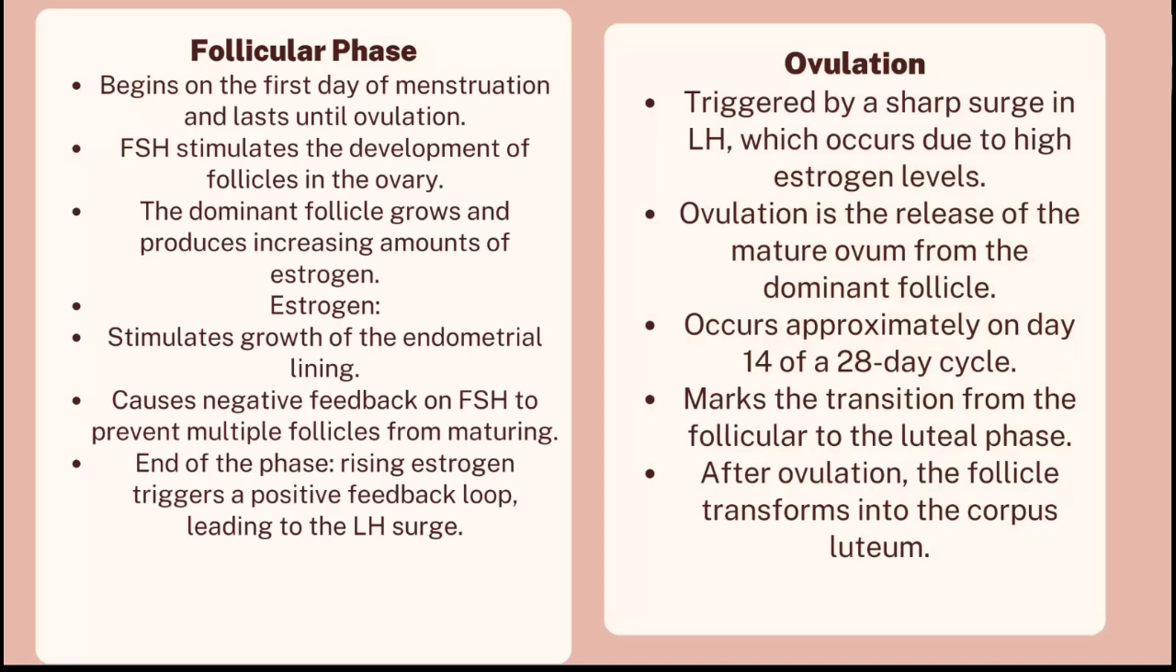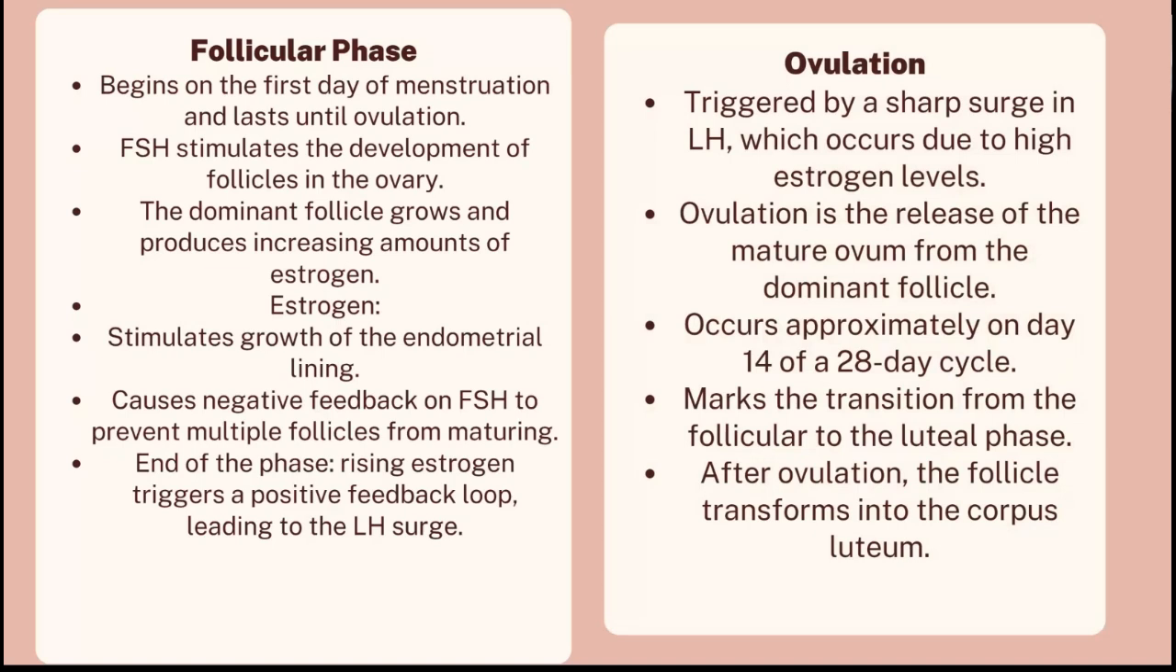Now, the follicular phase starts on the first day of the menstrual cycle. FSH stimulates follicle growth, and the dominant follicle, because there are multiple follicles but only one actually grows and releases an ovum, begins producing estrogen. Estrogen then stimulates endometrial proliferation in the uterus and eventually inhibits FSH through negative feedback, preparing the body for ovulation.